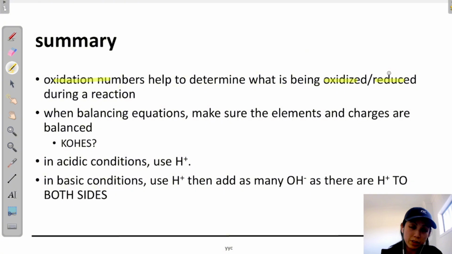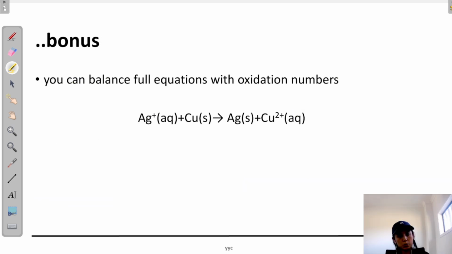In acidic conditions, use the hydrogen ions, but in basic conditions, do exactly what you do for the acidic conditions, but then make sure that you add as many hydroxide ions as there are hydrogens to both sides. If you don't add it to both sides, it's not going to work. Cool? Okay. I have a little bonus for you as well. I'm going to show you, and not a lot of teachers will actually show you this, but I will, just in case you want to use it.